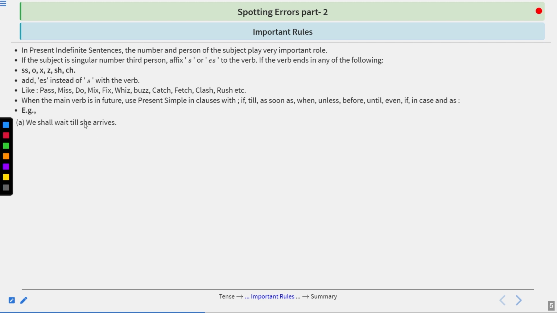Example, we shall wait till she arrives. So here we have used present simple, she arrives, not future indefinite, because we have used a conjunction, till, here. In the main clause, we will use future tense, but in the subordinate clause, which is introduced by conjunctions such as if, till, as soon as, we will use present tense. I shall not go there even if it rains. Again, even if is used here and we have used present simple tense.